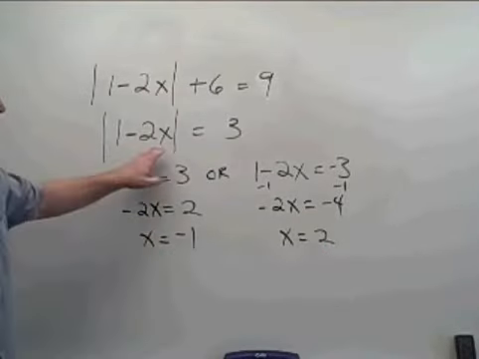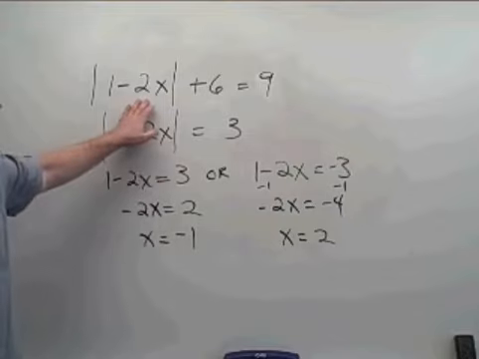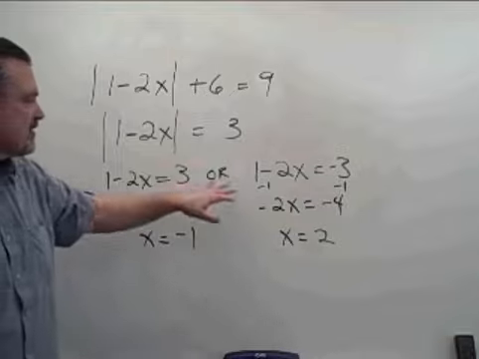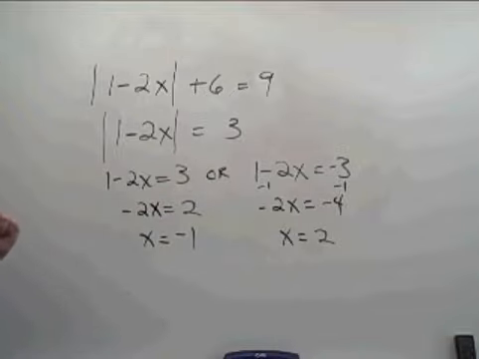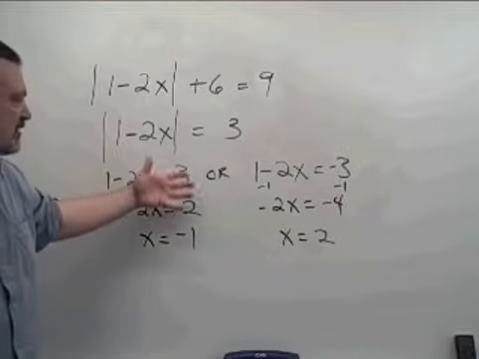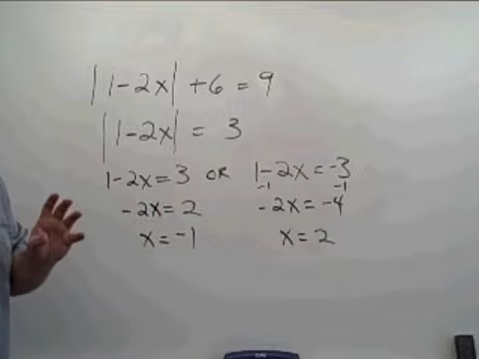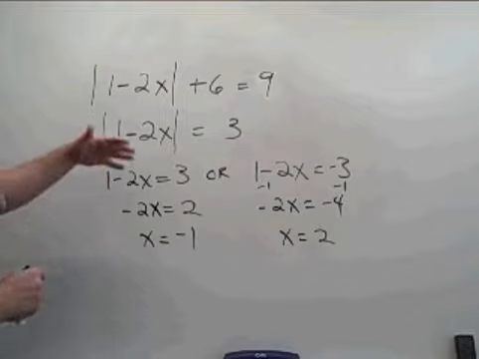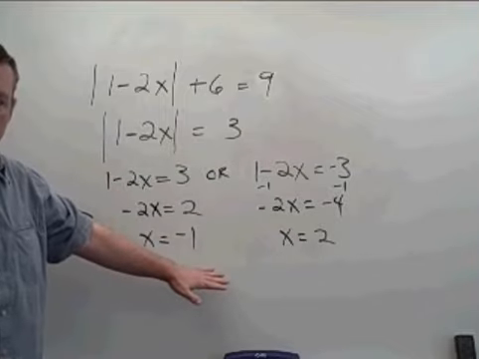So if x is given a value of negative 1, the equation is true. If x is given a value of 2, the equation is true. And I used that same technique, but in this case, first of all, I had to isolate the absolute value expression before I could create my two equations to solve.